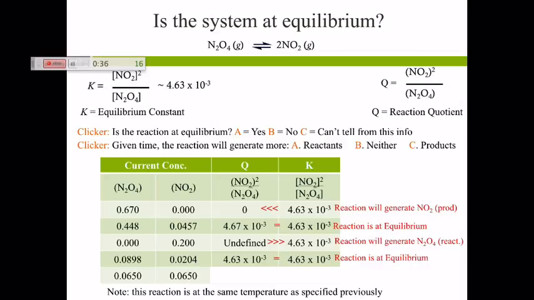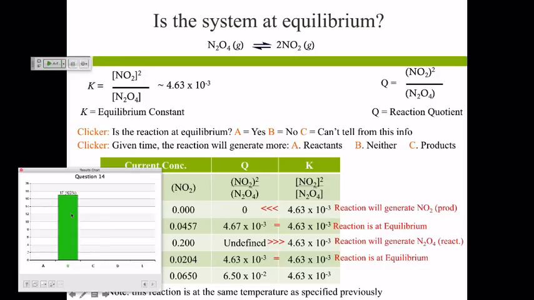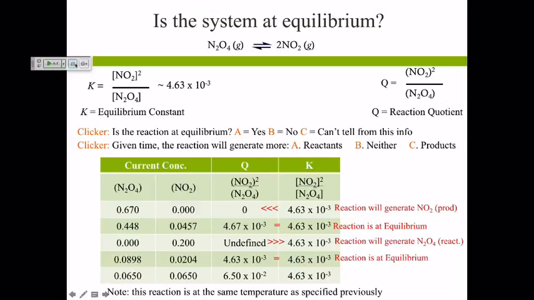Okay, so what did you guys find for Q for this? 0.065 is our Q value. That's not the same as K. So this reaction is not at equilibrium. What direction will this reaction go to reach equilibrium? Go ahead and answer that second question. In order for the last reaction to reach equilibrium, what would change?